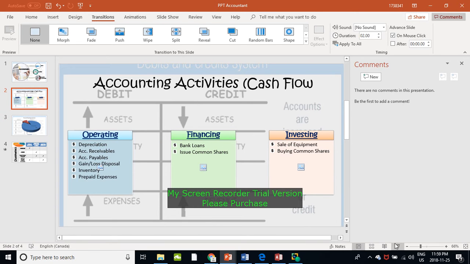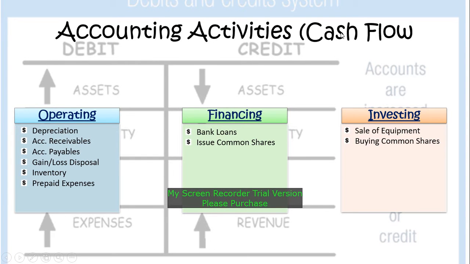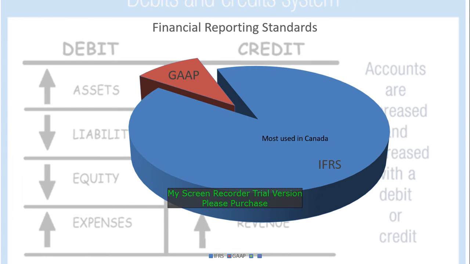So for slide 2, I decided to talk about the accounting activities for the cash flow. So there's operating, financing, and investing activities. And as you can see here, for the bullets, I actually used dollar signs, which I took from Google Image. So that personalizes the presentation even more. And since I was talking about accounting and money, I decided to put a dollar sign. So those bullets are actually module 6.